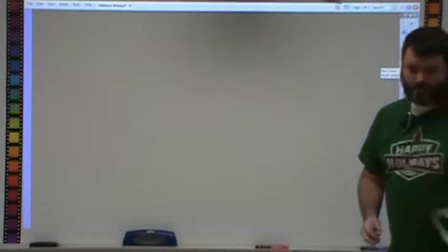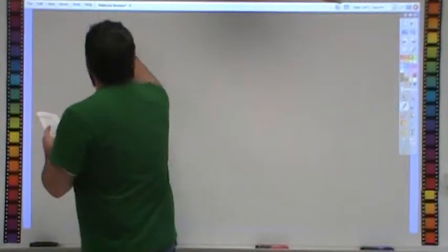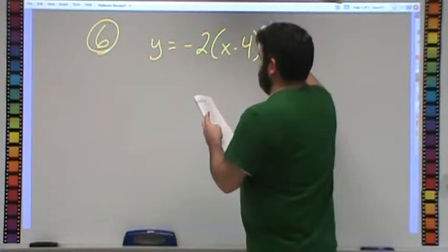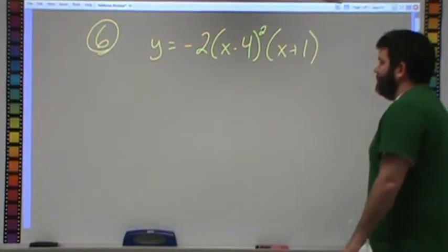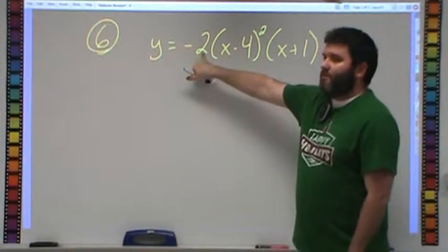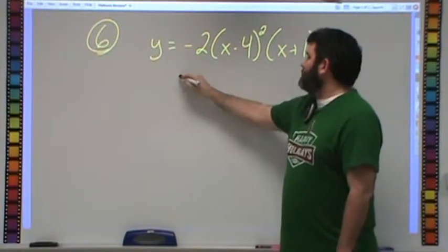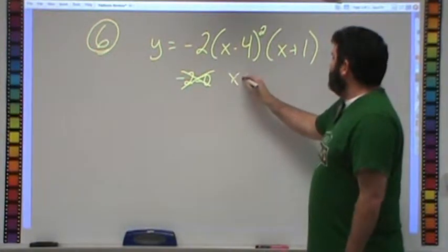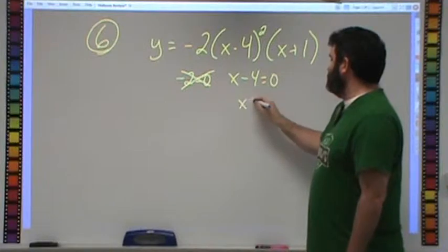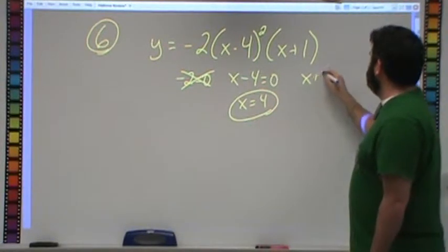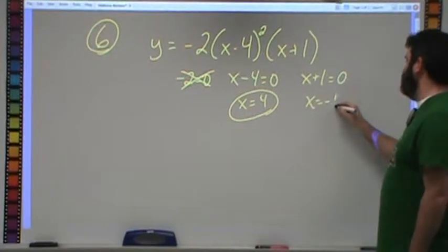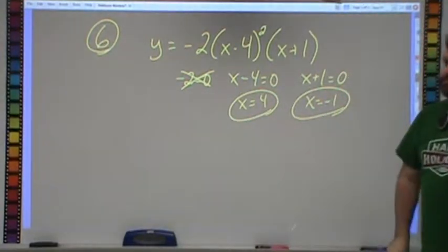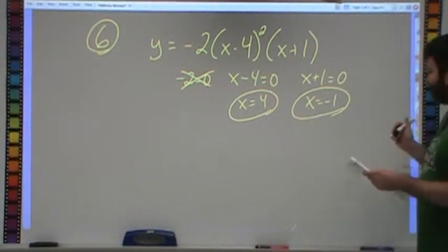Number 6. Once again, finding the zeros. But here's the great and wonderful thing about number 6. It is already factored, which means all I have to do is set everything equal to 0. Notice, this is just a number. Can I set it equal to 0? No, I cannot. Even if I did, does it equal anything? No, it does not. So x minus 4 equals 0, so that means x equals a +4. X plus 1 equals 0, which means x equals a -1. Yes, it is true, just like with the transformations. Anything inside parentheses, you want the opposite. All right? So there's that.